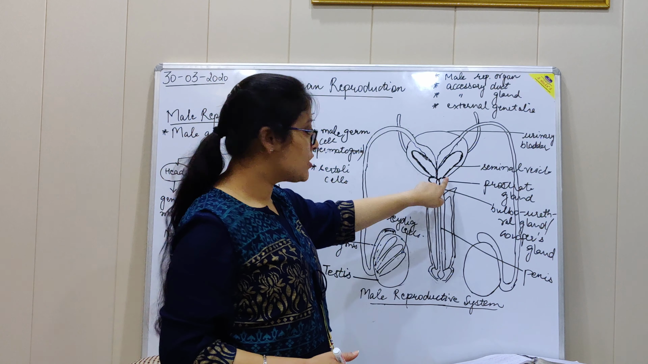Now, the penis is erected because of specialized tissue. If the penis is erect, then only sperms will be able to move, and this erection is provided by a specialized tissue. The enlarged end of the penis is known as glans penis, and it is covered by foreskin.